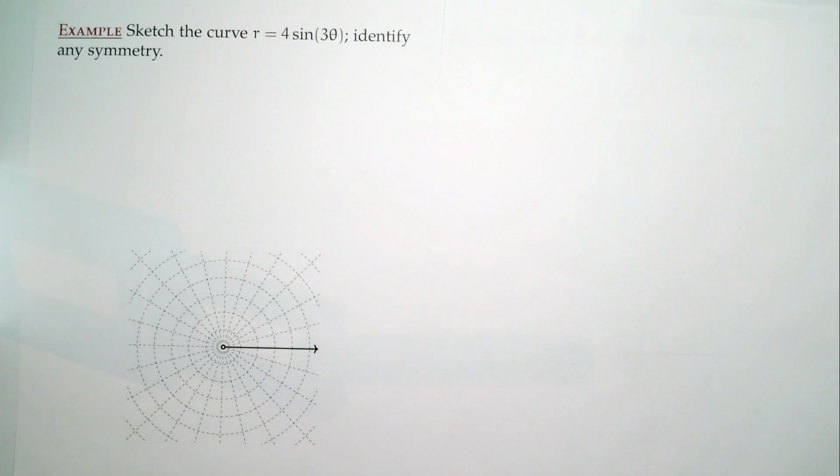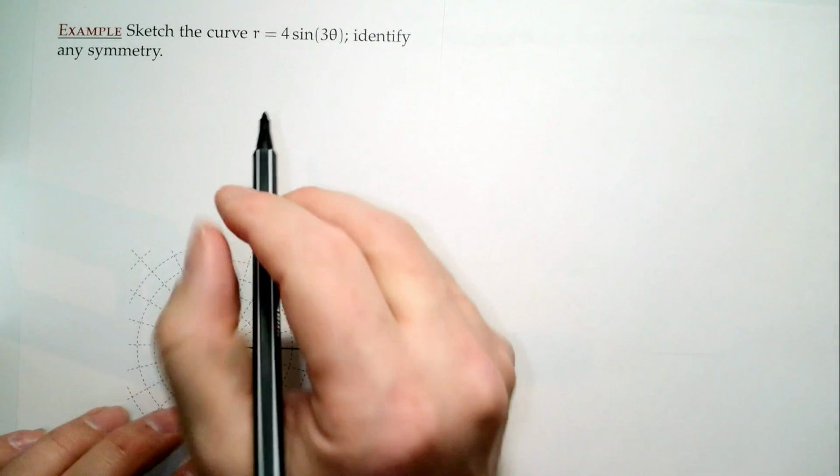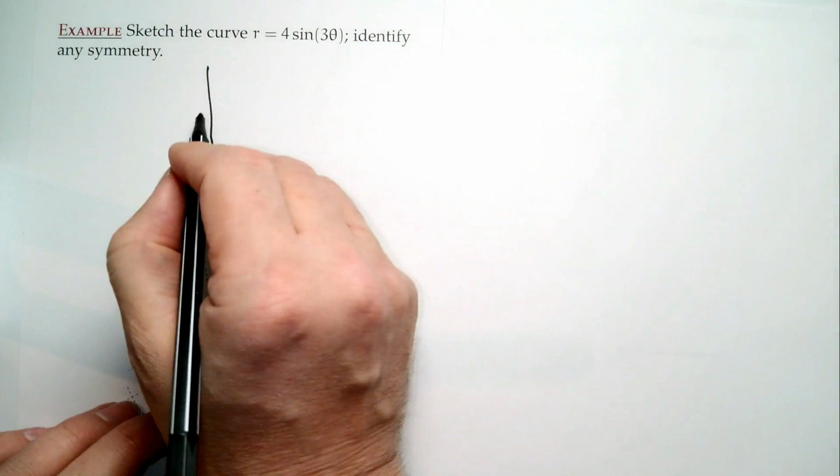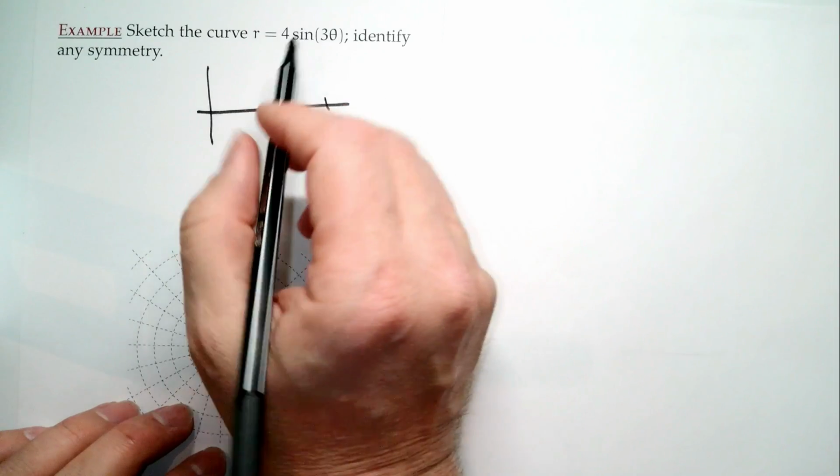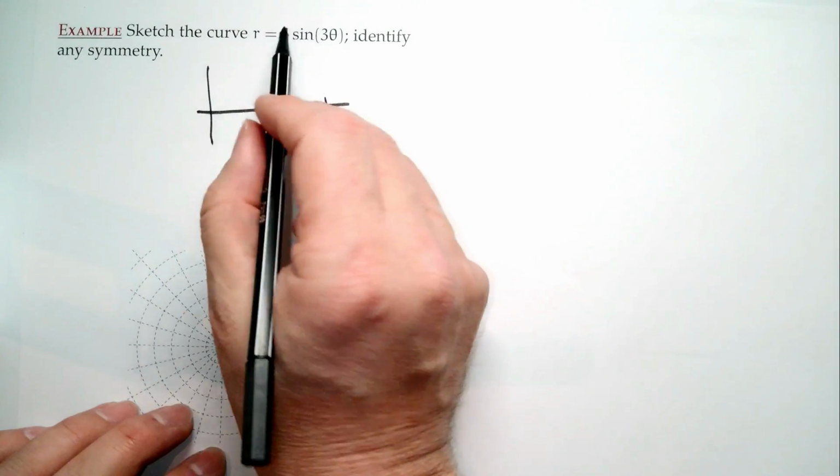So it's still going to be 2 pi. All right, so I'm going to come here, go up to 2 pi. Now, 4 sine of 3 theta, the 4, that just says we're going to go out to distance 4. That's okay. That just means we go higher and lower. What does the 3 theta do? What's the effect of that?